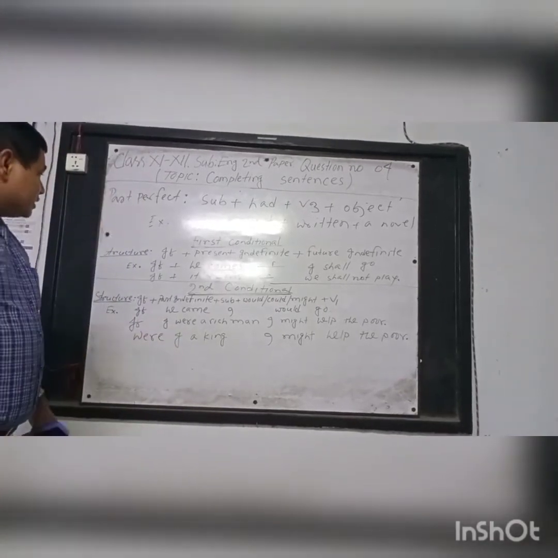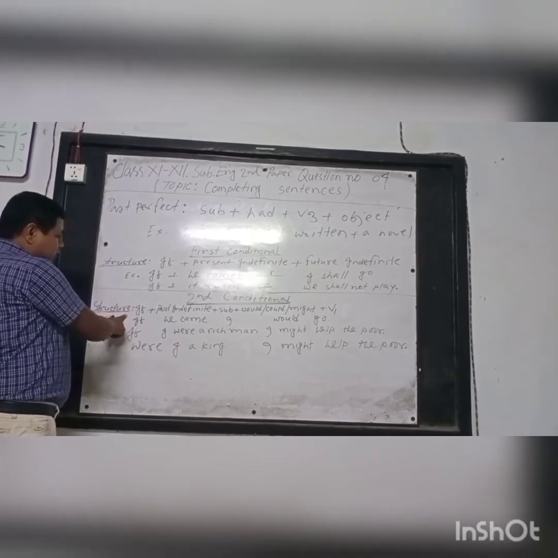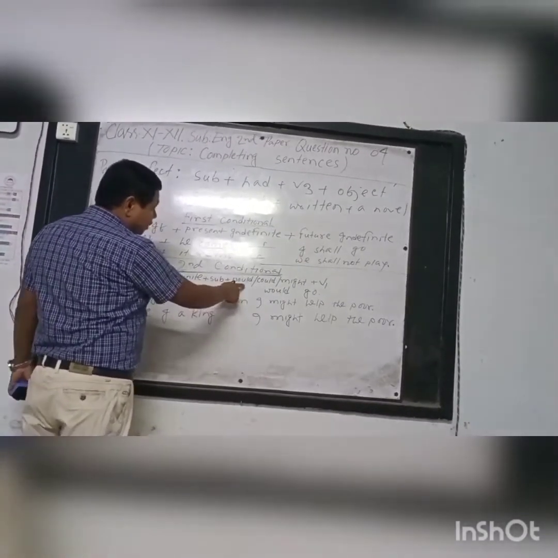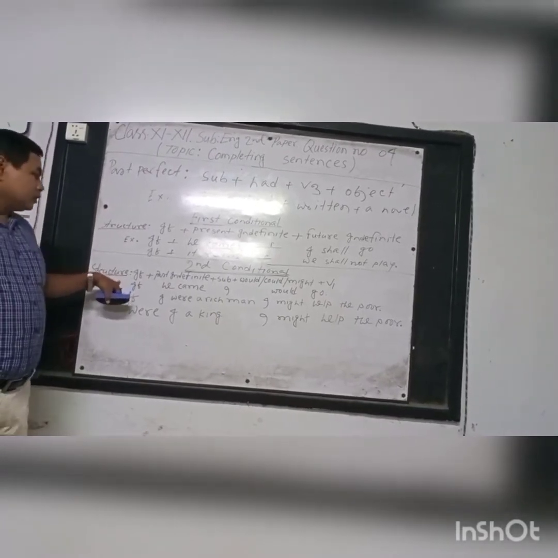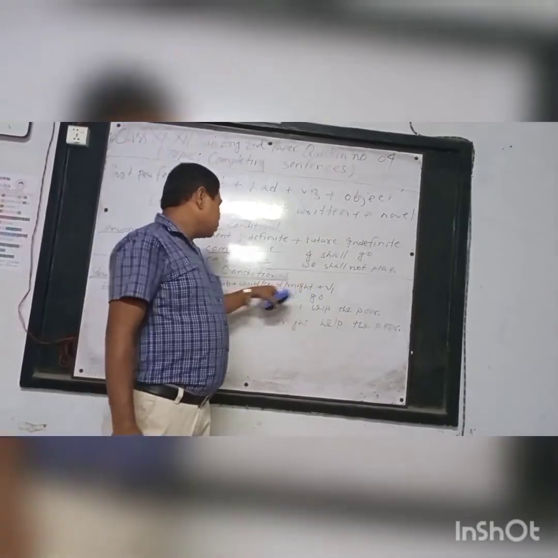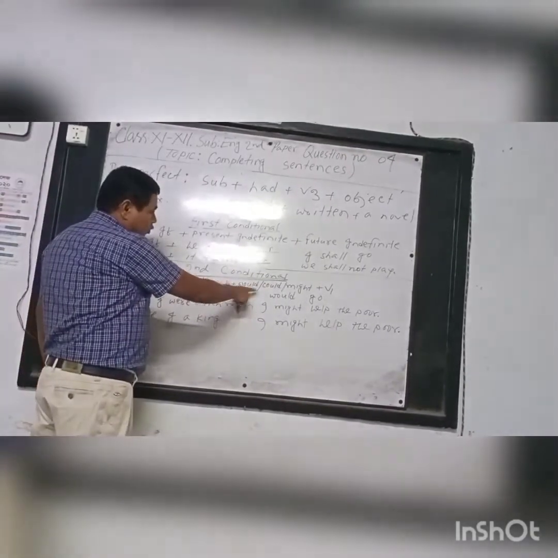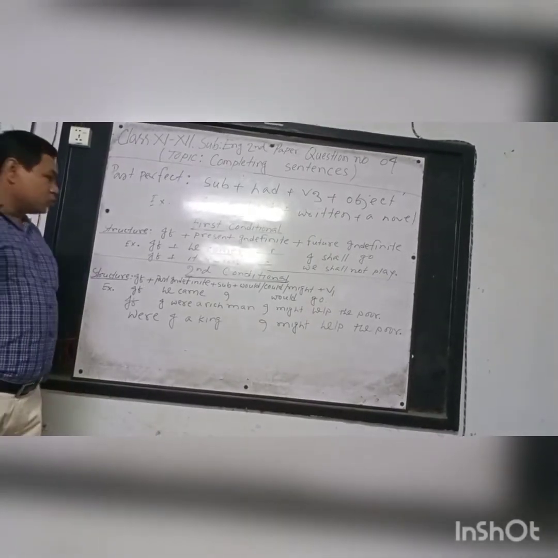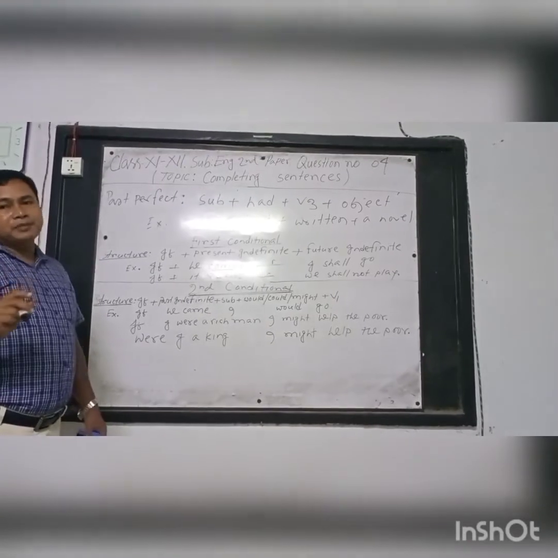Now comes the second conditional. What is the structure of the second conditional? Look at the board. First comes if, then past indefinite, then subject, then would, could or might, plus V1. You can use any of these forms: would, could or might, and at last V1. V1 means the base form or the first form of the verb.